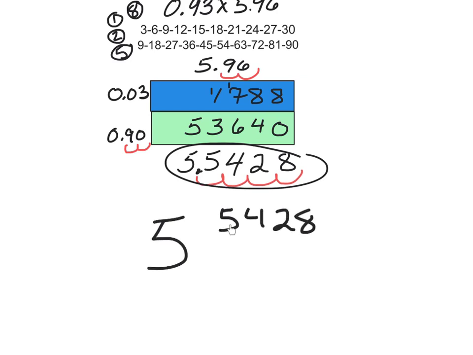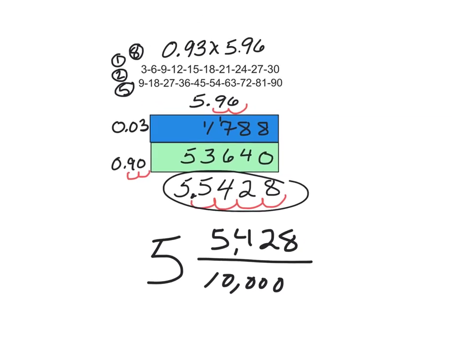Now, if you think of this, this is the tenths, hundredths, thousandths, 10,000ths place. So I'm going to simply draw 10,000 right below that. And there you have it. 5 and 5,428 10,000ths is your answer. All you really needed was this right here, 5.5428. And that's all you needed, my friend.